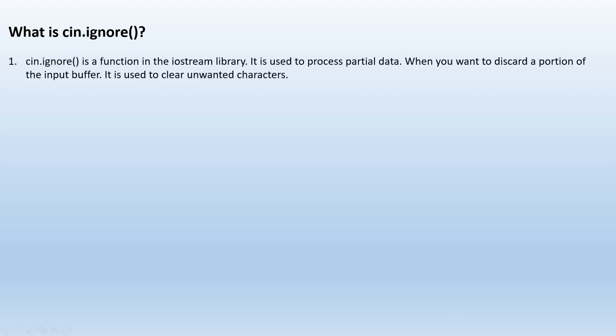What is cin.ignore? cin.ignore is a function in the iostream library. It is used to process partial data. When you want to discard a portion of the input buffer, it is used to clear unwanted characters.